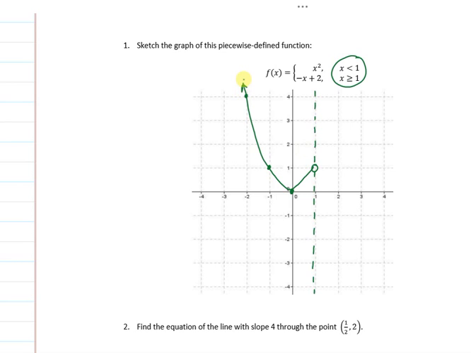On the other side of the line it's negative x plus 2. So I'm just going to calculate a couple of points. When x is 2, negative 2 plus 2, I get 0. So it's 0 here. When x is 3, negative 3 plus 2 is negative 1, so it's right here. And it looks like my two functions join up, which they don't always. So I'm going to go ahead and fill this in. Great.